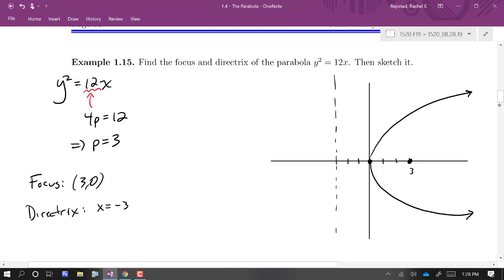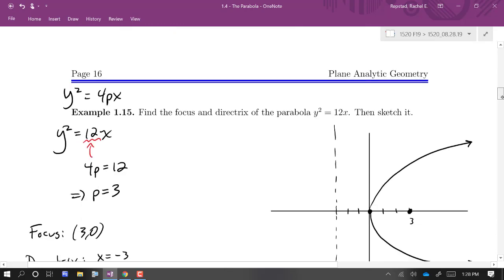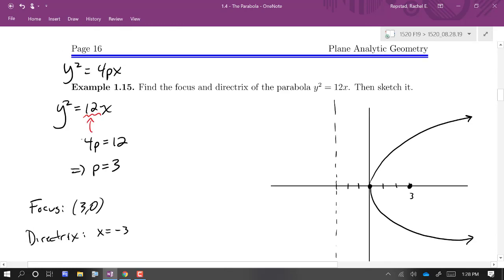How did you get 4p equals 12? Because the standard form, the one that we derived ourselves when we were working with that equation, is y squared equals 4px. So I just took that coefficient and said, well, that 12 has got to be my 4p in this case. Okay.